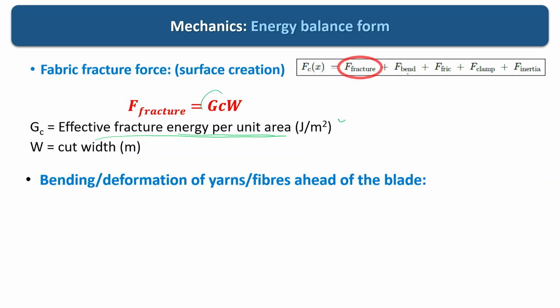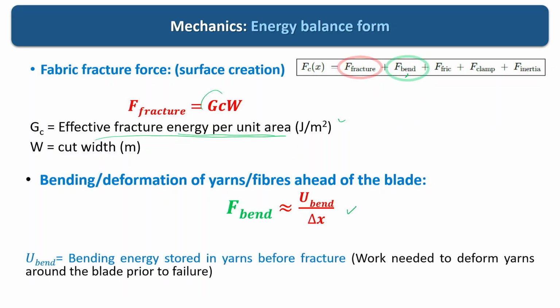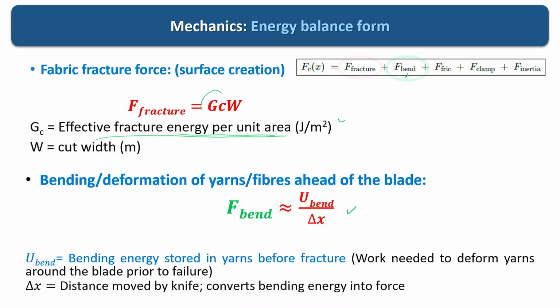Then the force, fracture force for bending or yarn deformation or fiber deformation ahead of the blade. This is the bending force. So, U bend means the bending energy stored in the yarn before fracture, there is work needed to deform the yarn around the blade prior to the fracture. And next is the distance moved by the knife, which converts the bending energy into the force.